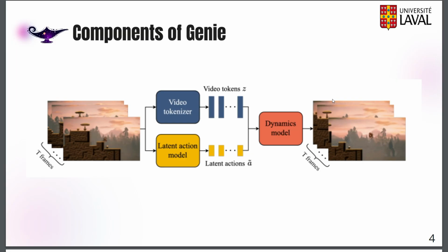So here's an overview of how the Genie model training works. It starts by taking T frames of video as input. These frames are tokenized into discrete tokens using a component called the video tokenizer. At the same time, the latent action model infers latent actions between each frame. The information from both the tokenized frames and the latent actions is then passed to the dynamics model, which generates predictions for the next frames in an iterative manner.